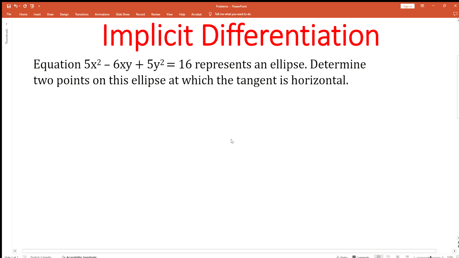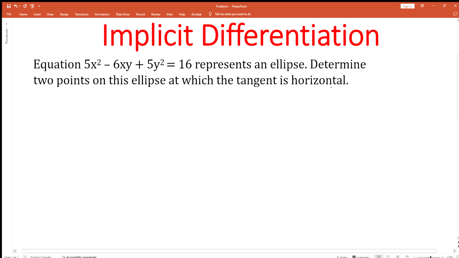In this video, we'll solve this problem using implicit differentiation. As per the problem, the equation 5x squared minus 6xy plus 5y squared equals 16 represents an ellipse. Determine 2 points on this ellipse at which the tangent is horizontal.